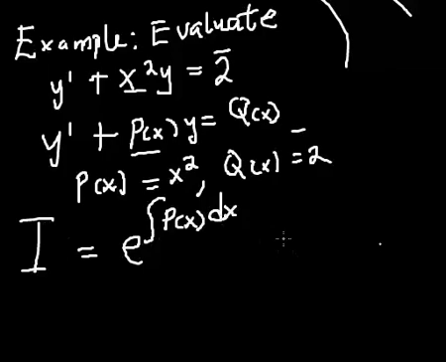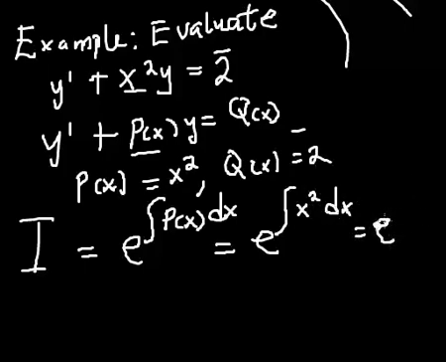So now let's flow. This is going to be the integral of my p of x, which is x squared, with respect to x. And if I integrate x squared, I have x raised to the power 3 divided by 3. So my integrating factor is e raised to x to the power of 3 over 3.